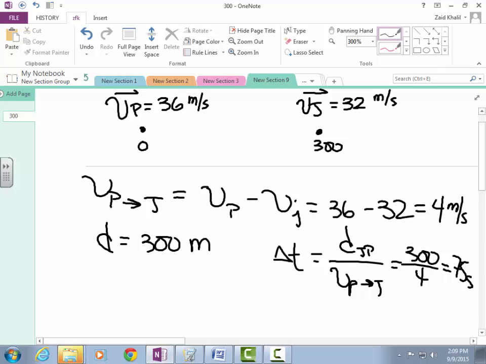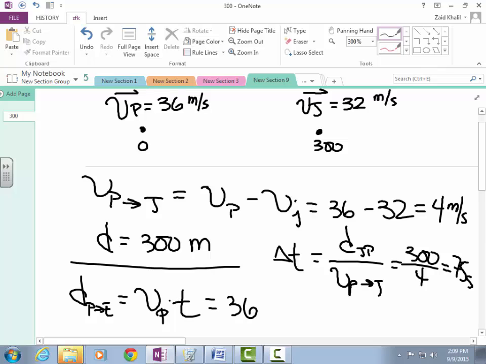36 meters per second. So, therefore, the distance relative to the Earth, let's say the police car relative to the Earth, is equal to the velocity of the police car times the time. So the velocity of the police car is 36 times the time, which is 75. And what does that equal? 2,700 meters.